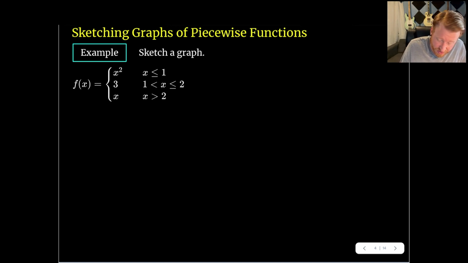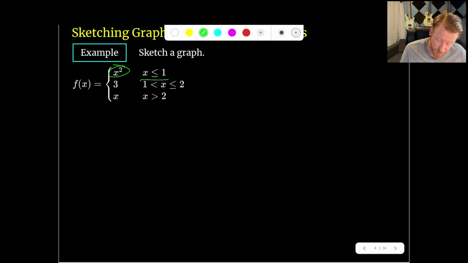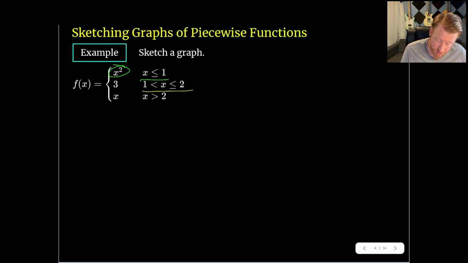Just investigating what this is saying is that, okay, for any x value that is smaller than or equal to 1, we're going to use the squaring function. So this is the most basic quadratic function. Take your input and square it. If we are in between positive 1 and positive 2, and including positive 2, then we just get this constant function of 3.